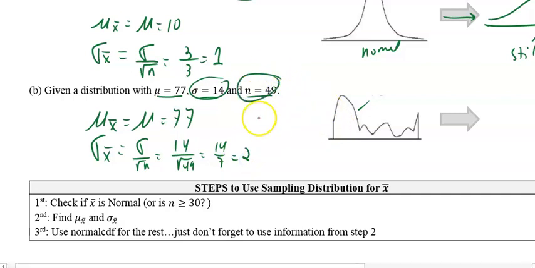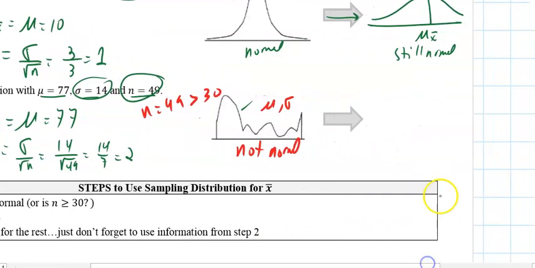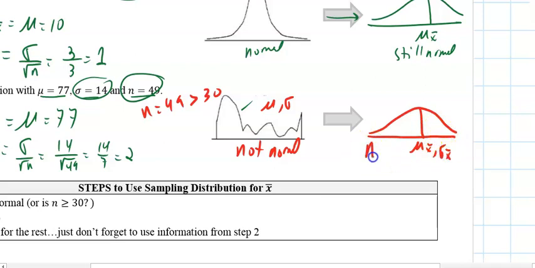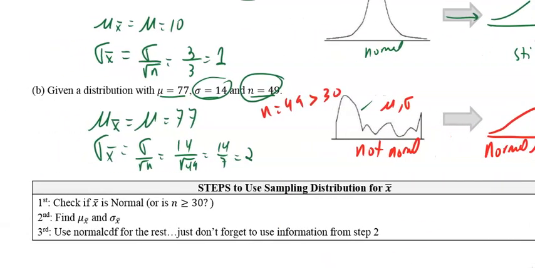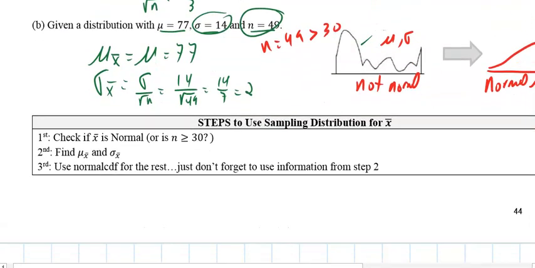Notice that n is 49, which is bigger than 30. This is definitely not normal. We're given the mean and the standard deviation. We're going to assume that the sample that we picked, the sample of 49, has the average of the means and the population standard deviation. We're going to assume that this is normal, which means Z can be used. So that's the only condition that we have.